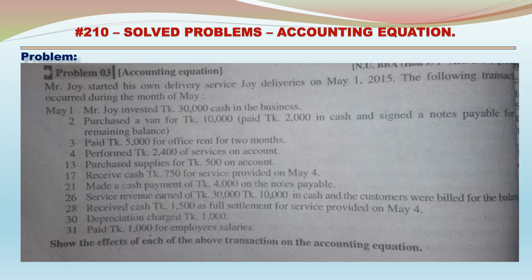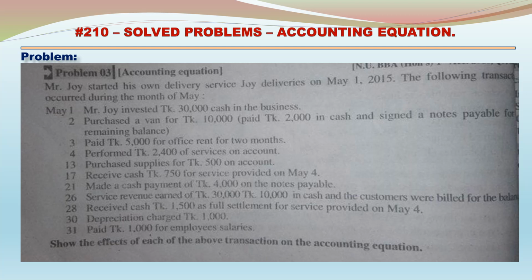May 17. Received cash TK 750 for services provided on May 4. May 21. Made a cash payment of TK 4,000 on the notes payable. May 26. Service revenue earned of TK 30,000, TK 10,000 in cash, and the customers were billed for the balance. May 28. Received cash TK 1,500 as full settlement for supplies and services provided on May 4.